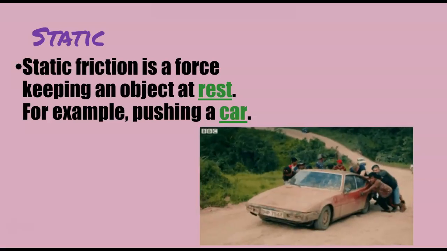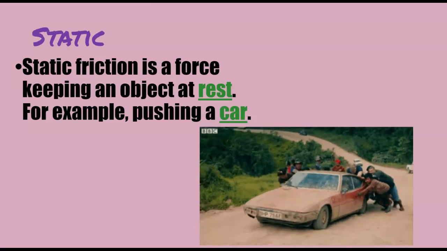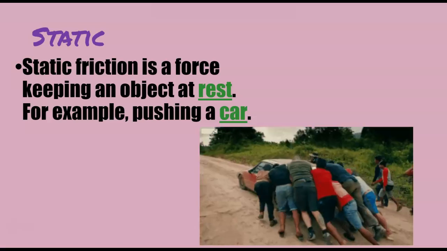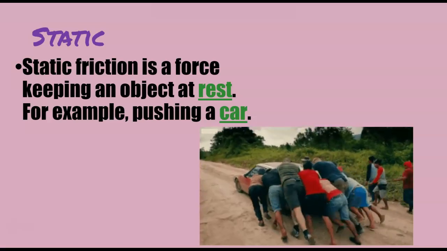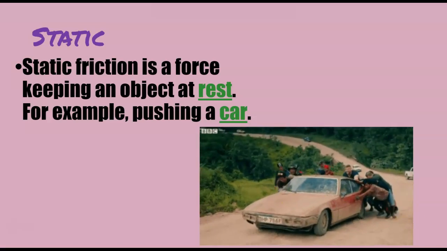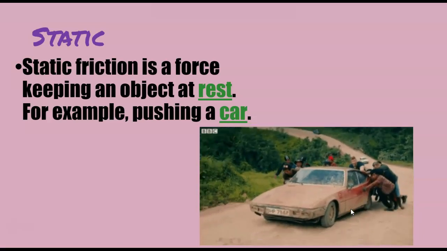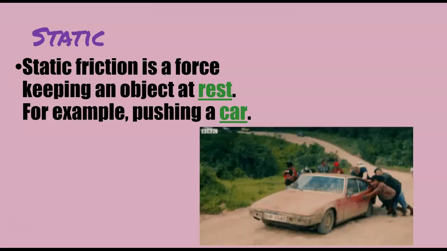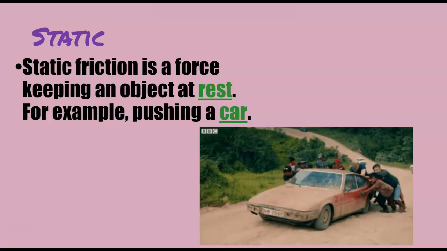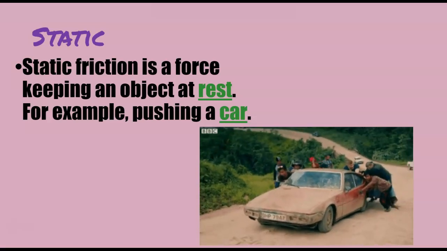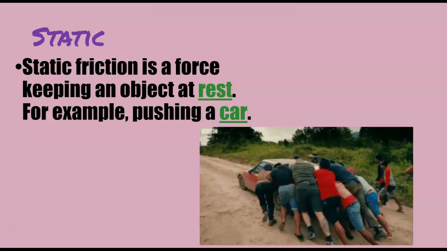All right, so there are 4 different types of friction that we're going to look at. The first type is static. Static friction is a force that keeps an object at rest. It doesn't want to move. For example, this car that we see right here doesn't want to move. There's nothing really making it want to move besides these people pushing the car. If the people weren't pushing, that car would be still. It would be static.